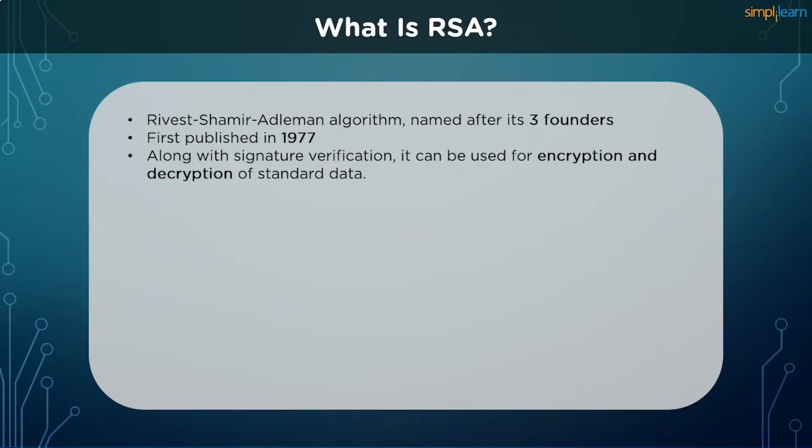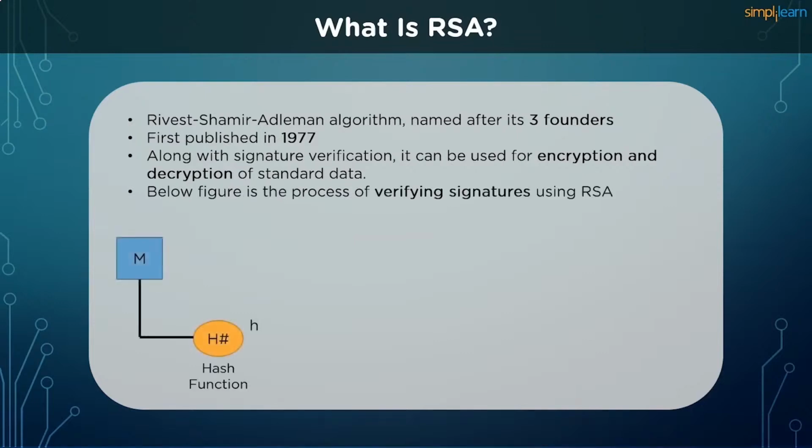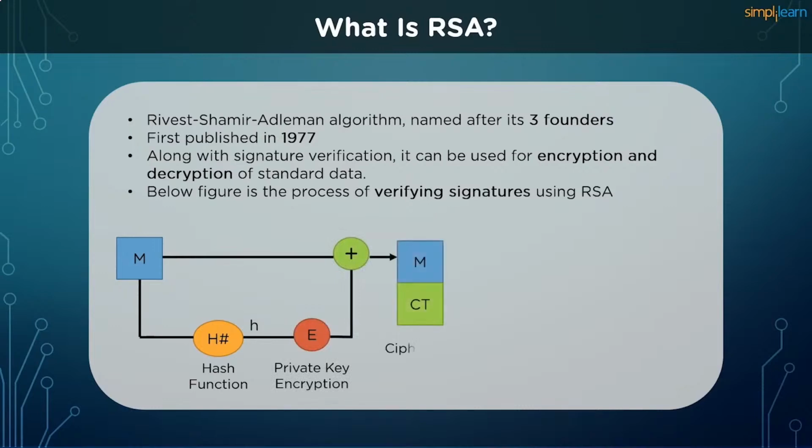RSA can also encrypt and decrypt general information to securely exchange data along with handling digital signature verification. Let us understand how it achieves this. We take our plaintext message M. We pass it through a hash function to generate the digest H, which is then encrypted using the sender's private key. This is appended to the original plaintext message and sent over to the receiver.